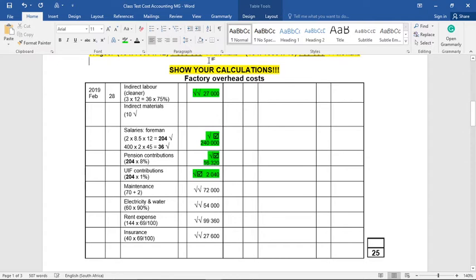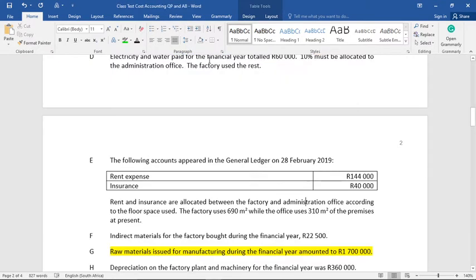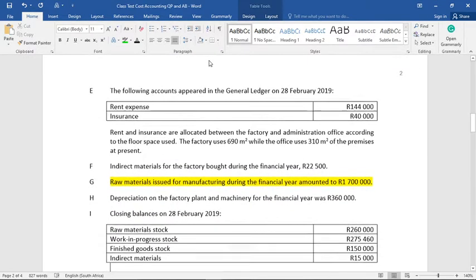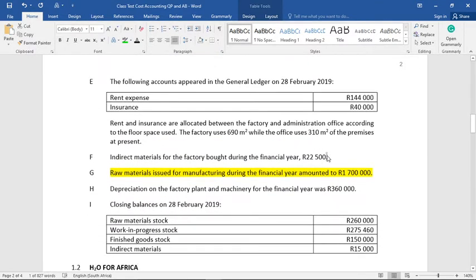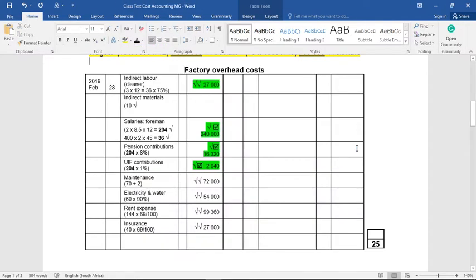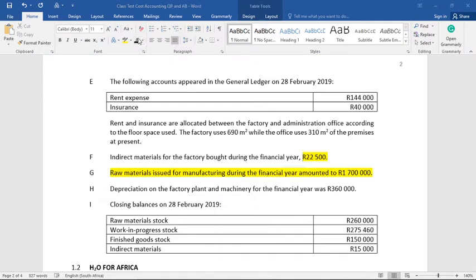Okay, moving on. We have got the next adjustment now, which says indirect materials for the factory bought during the year was 22,500. We have already mentioned indirect materials when we had an opening balance, right? Here, indirect materials had an opening balance of 10,000. On top of that, I'm now going to add 22,500 because I've bought more indirect materials. But have we used all 32,500 now? No. How come? If we look towards the end of the information here, indirect materials ended the year with still 15,000 Rand indirect material on hand.